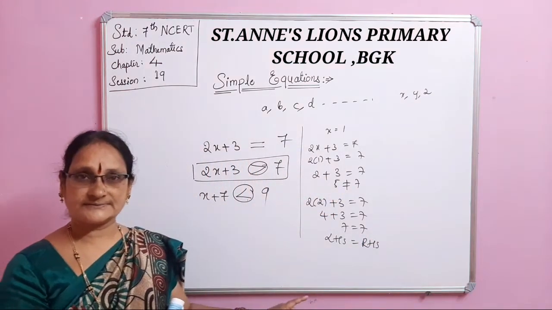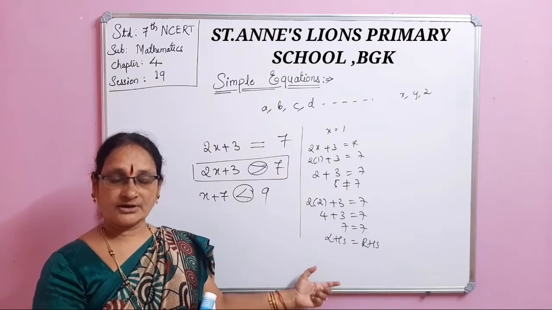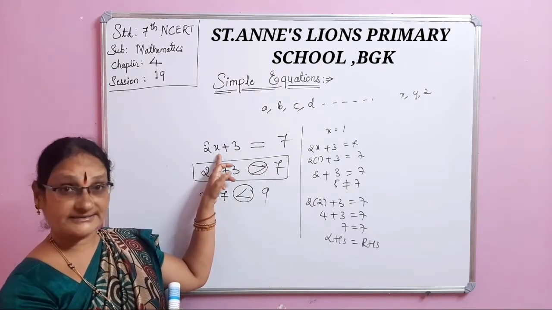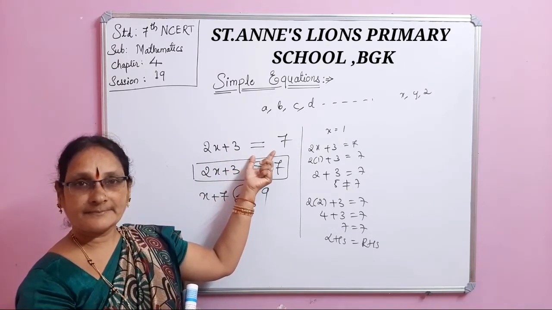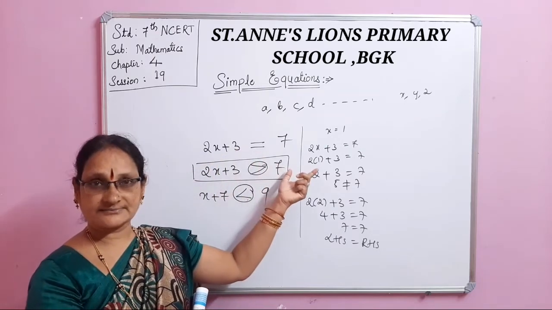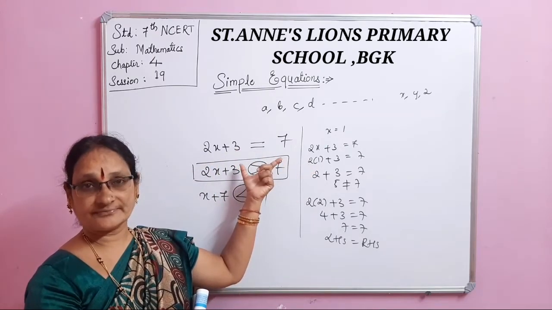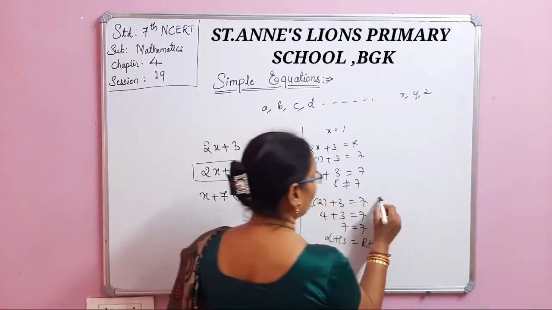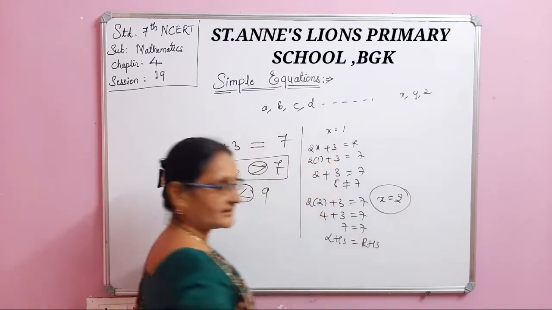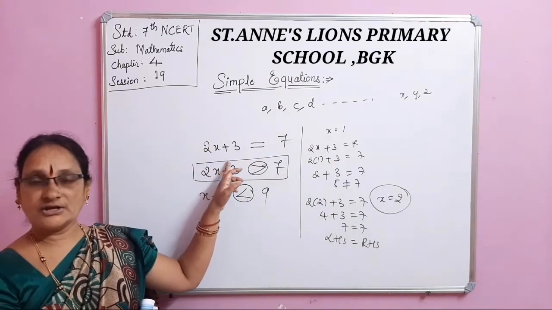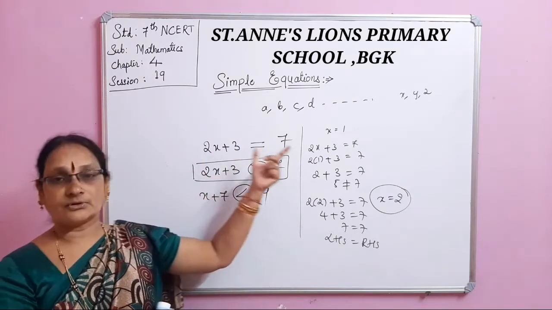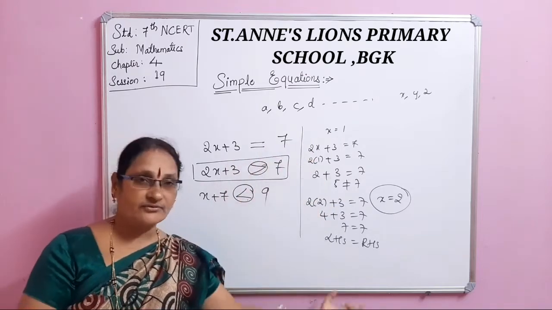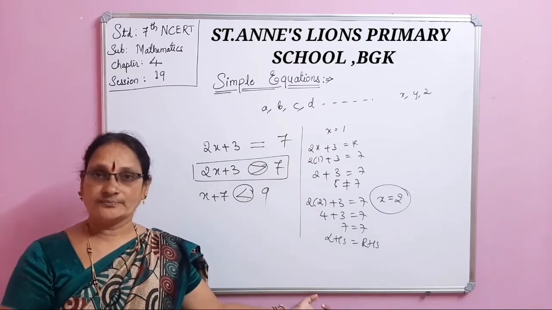For some value of x, there must be equality between LHS and RHS. So this is an equation. For what value is LHS equal to RHS? For x equal to 2. This is the value of x. For the value of x equal to 2, LHS equals RHS. This is an equation, and the method of finding that, how to solve them, you learn later.